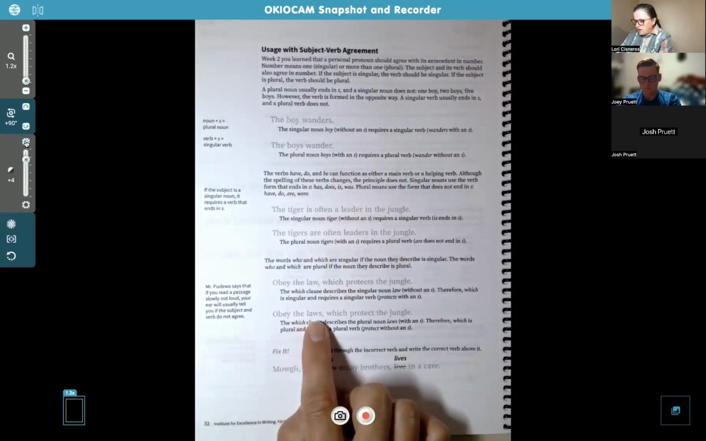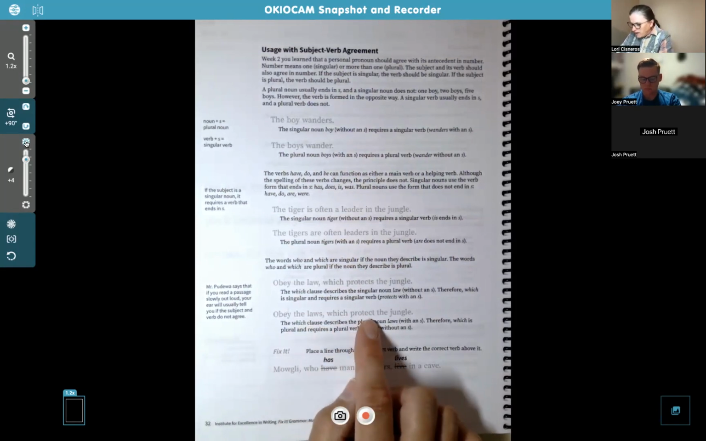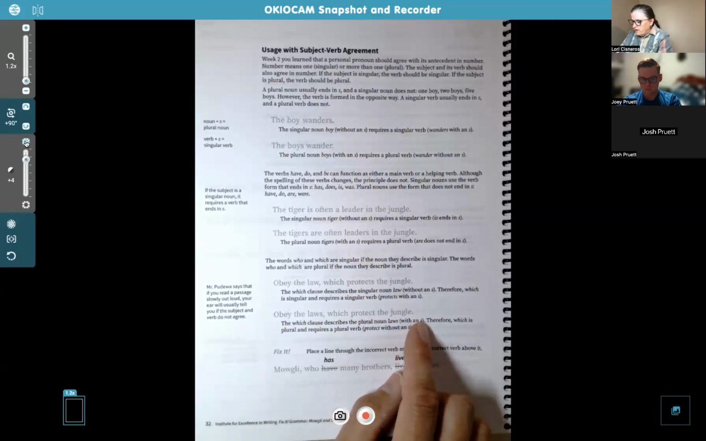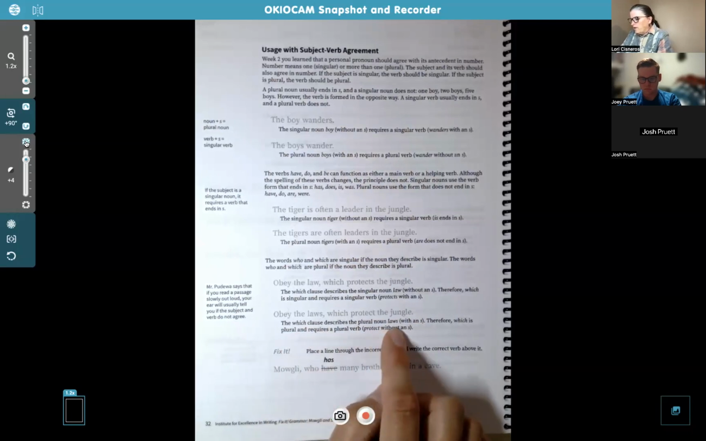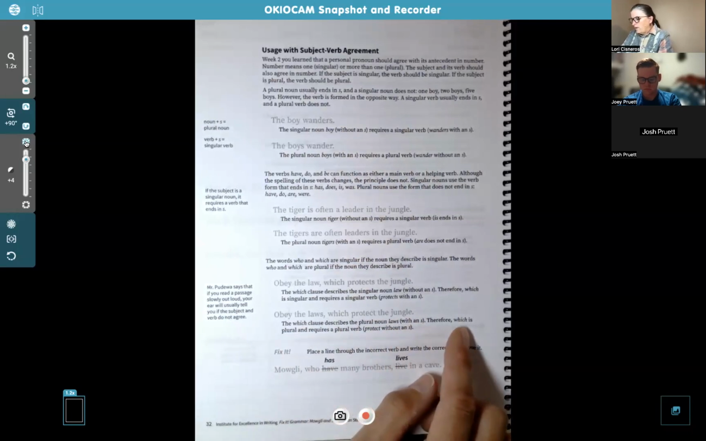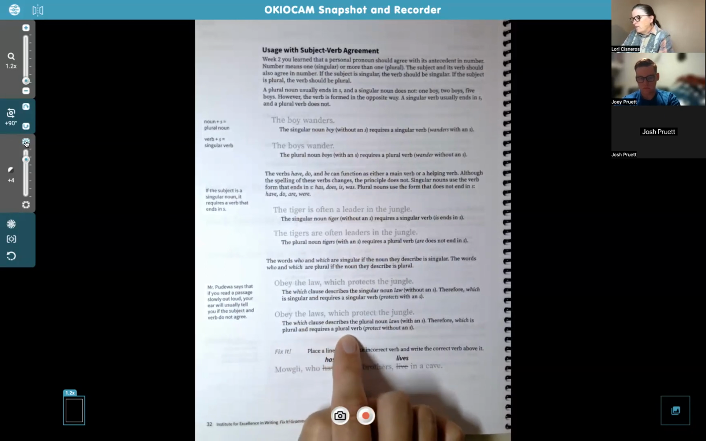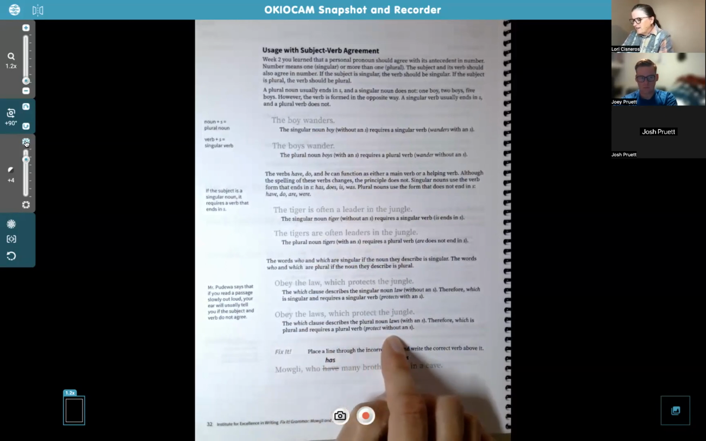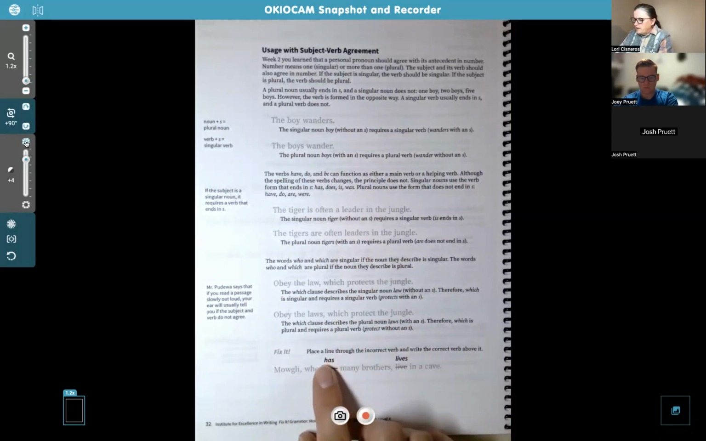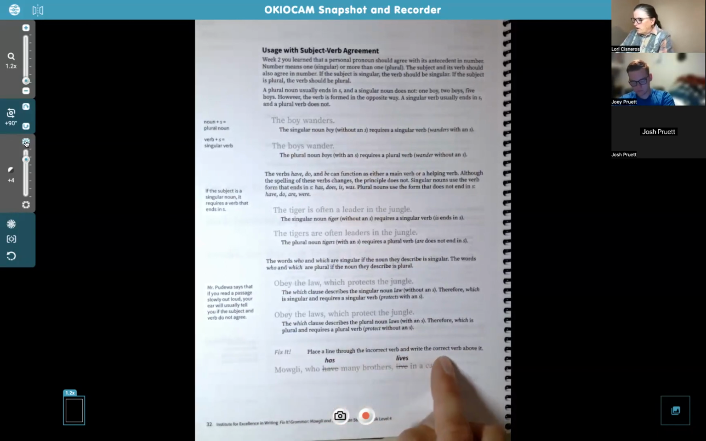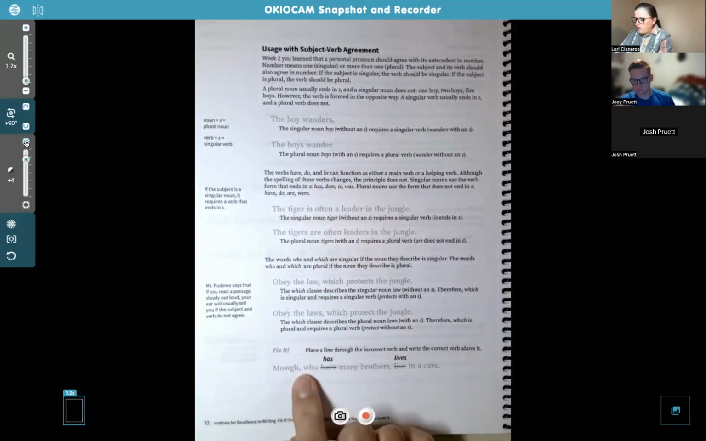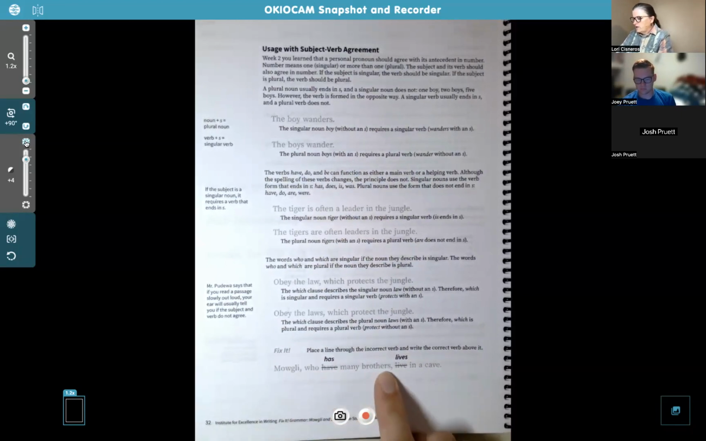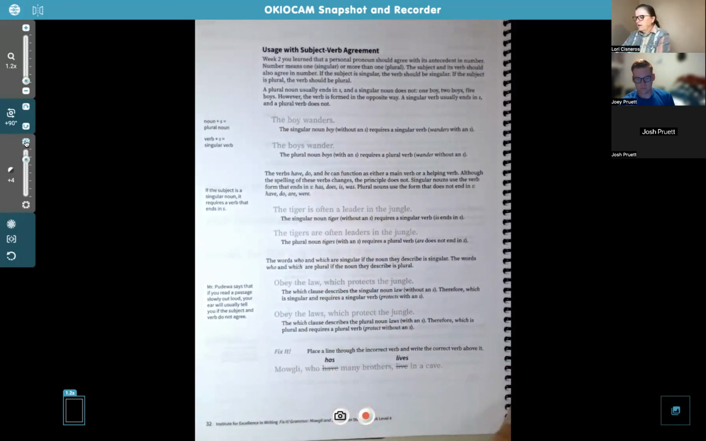Obey the laws which protect the jungle. Which describes the plural noun laws with an S, therefore, which is plural and requires a plural verb, protect, without an S. So this is how you fix it. Place a line through the incorrect verb and write the correct verb above it. Mowgli, who has many brothers, lives in a cave.